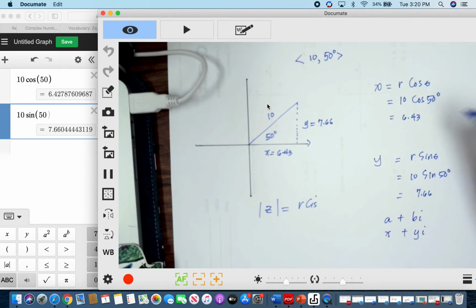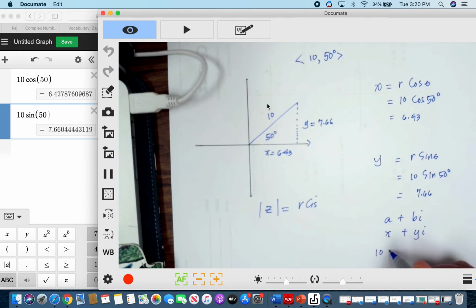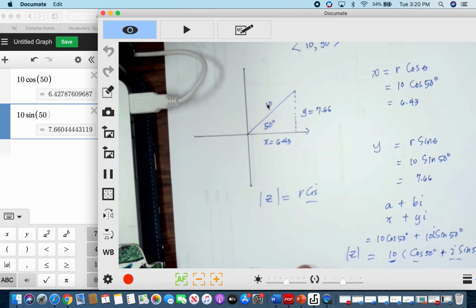Therefore, we know already that our x value is 10 cosine 50 to be exact, and our y value is 10 sine 50 to be exact. That is the reason why our vector, which is also our complex number, is equivalent to 10 times cosine 50 degrees plus i sine 50 degrees. That is the term r cis, because you have the radius, you have cosine, and it's an abbreviation of complex numbers.